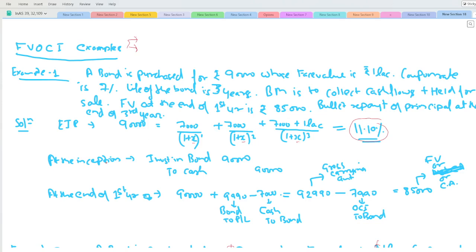So at the inception, what entry will you be passing? Here I haven't taken the transaction cost for simplicity. Otherwise, you can also take the transaction cost, which would have been added here, because here we are talking from the financial asset point of view. So investment in the bond 90,000 to cash 90,000. So this is at the inception. 11.1 is your effective interest rate.